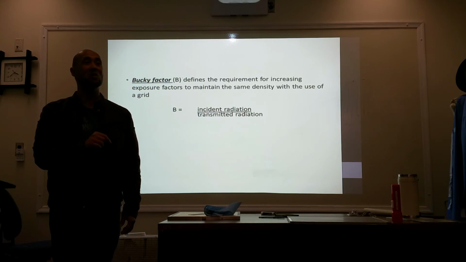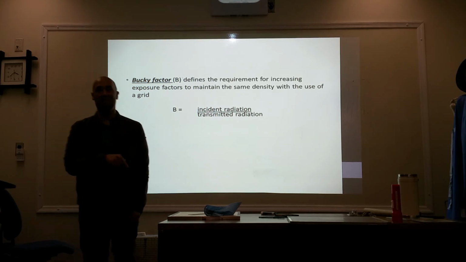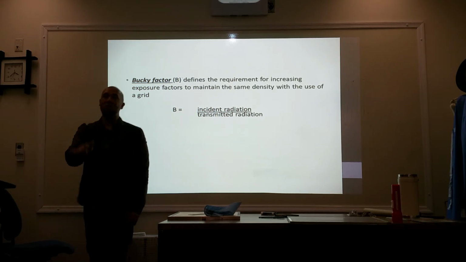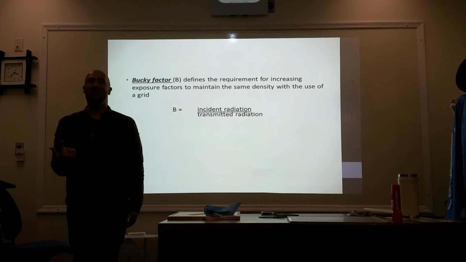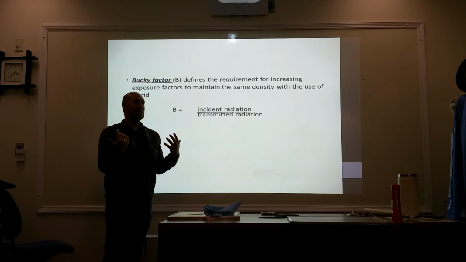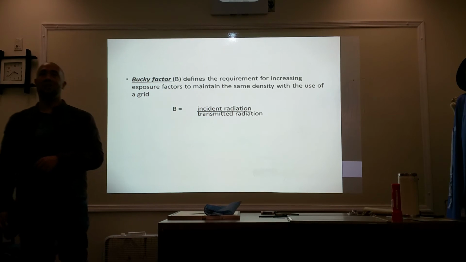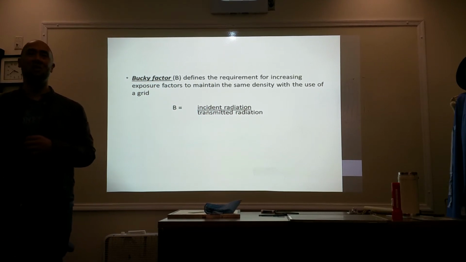Is a higher grid ratio going to have better cleanup than a lower grid ratio? Yes, it's going to absorb more scatter radiation. So because it absorbs more scatter radiation, we have to compensate for the loss of density. So between an 8:1 and a 16:1 grid ratio, which of the two are we going to employ higher technical factors? A lower grid ratio or a higher grid ratio?